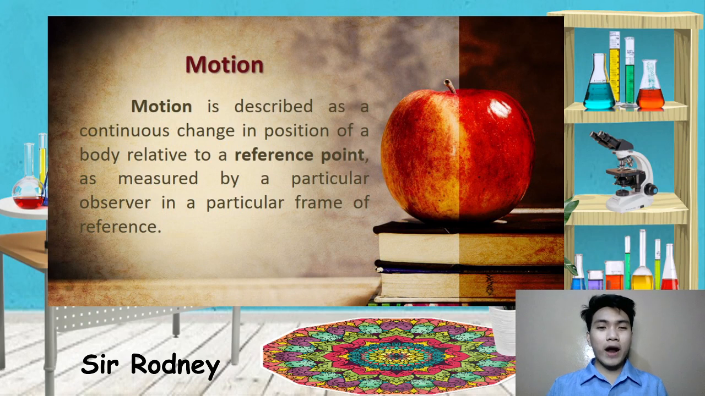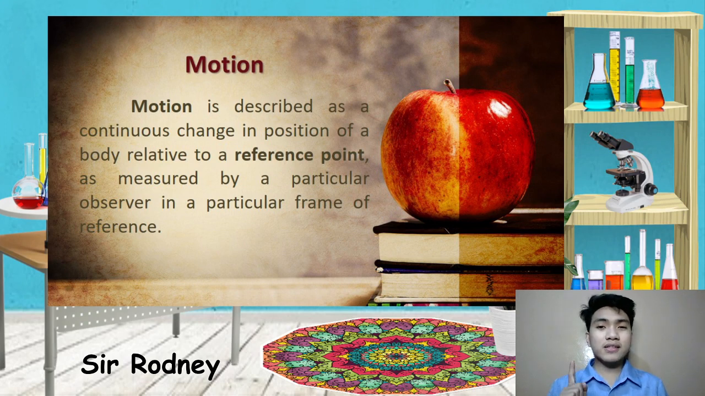Motion is described as a continuous change in position of a body relative to a reference point, as measured by a particular observer in a particular frame of reference. One way of knowing whether an object is moving or not is by comparing it with another object that is not moving or stays in place. This will be our reference point.